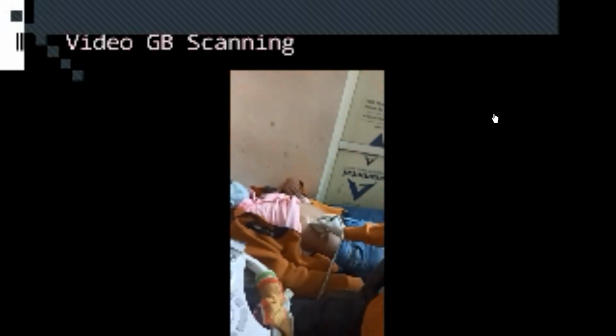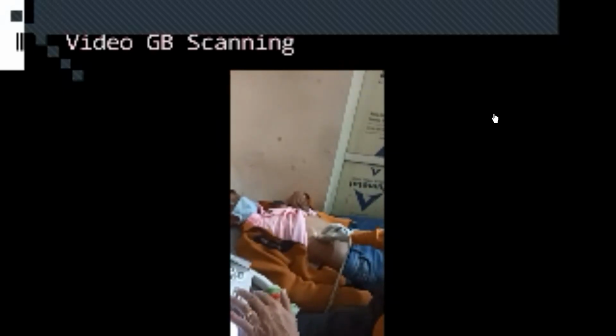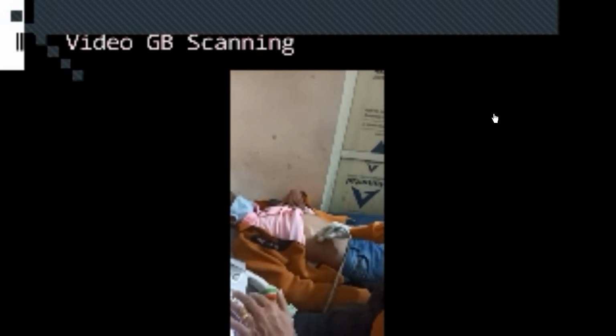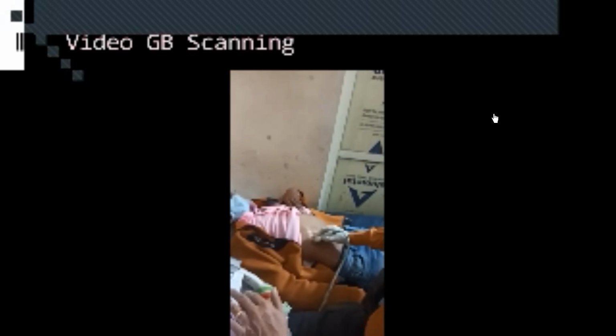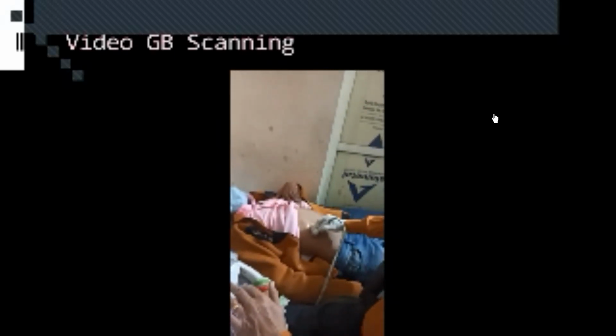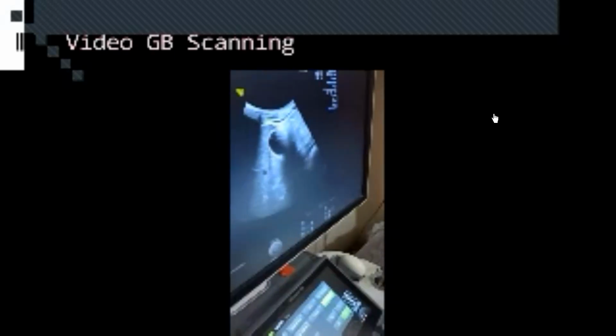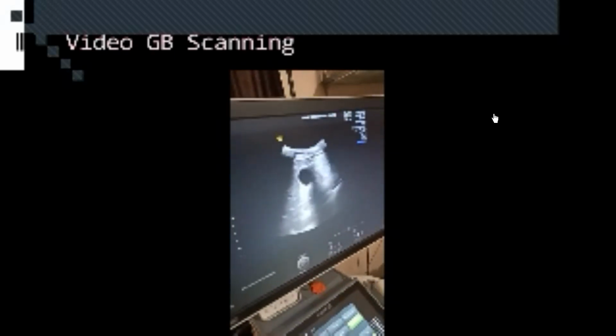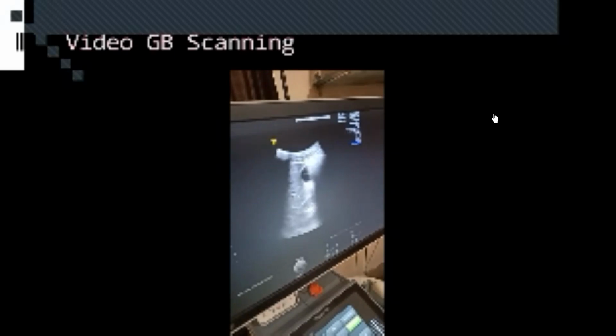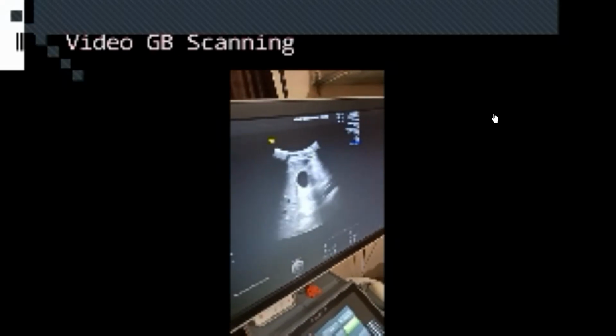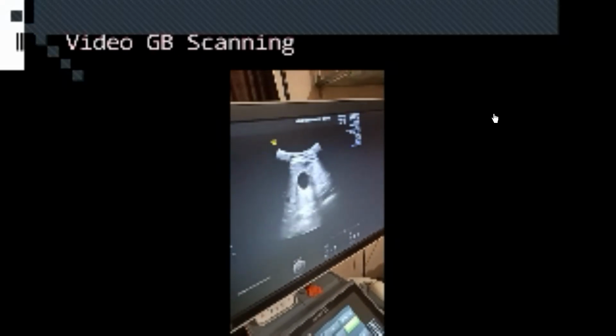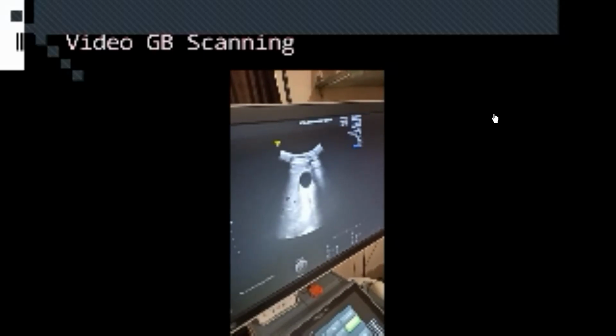Now, the second step is to move perpendicular to the previous one, like this. Now the gallbladder appears in its long axis, and we go to the short axis, that is here.